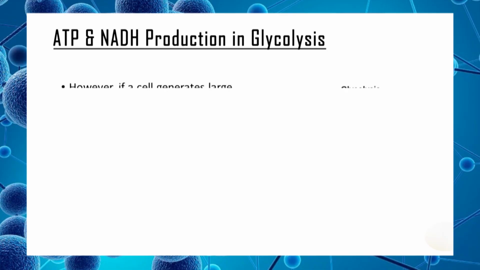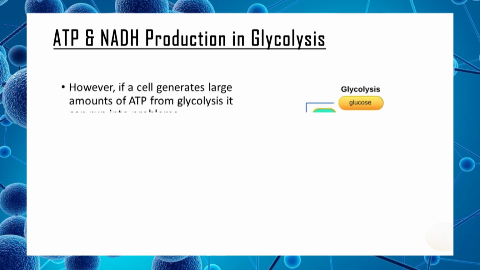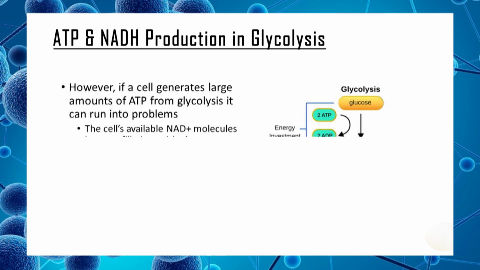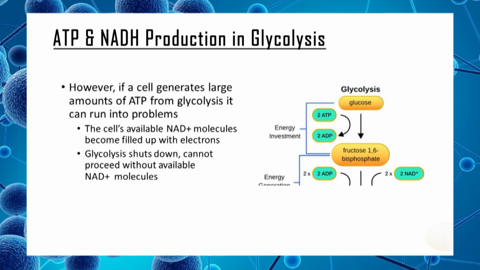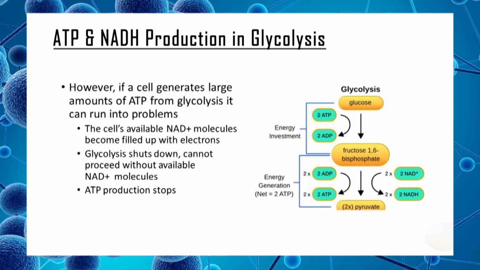However, if a cell generates a large amount of ATP from glycolysis, it can run into a problem. A cell's available NAD molecules become filled up with electrons. Glycolysis shuts down, because it cannot proceed without available NAD molecules, and ATP production stops.